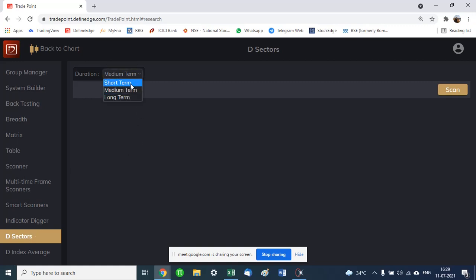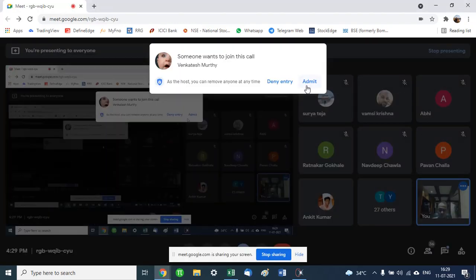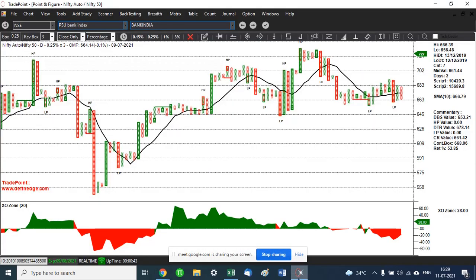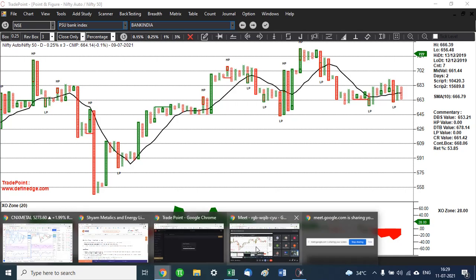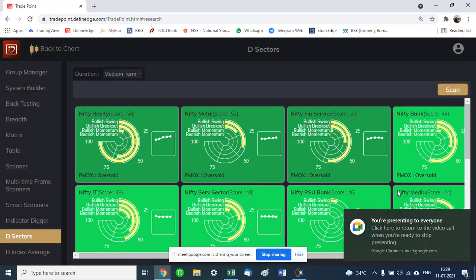You have these options of short term, medium term, and long term. Supposing we click medium term and we scan. It will scan all the various sectors that are there and will tell us which are the sectors that are looking bullish on a medium term and which are the sectors that are looking bearish. So the scan is still running. I think my net is a little slow today.